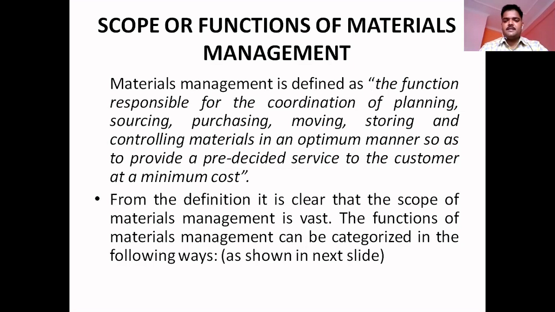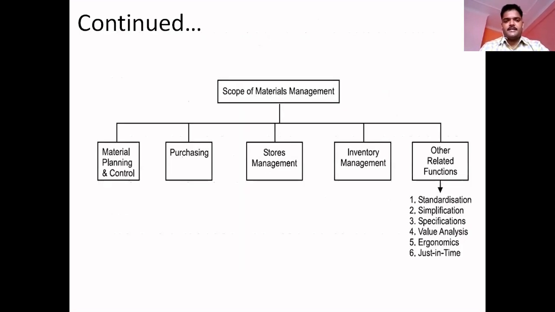The functions of material management can be categorized in the following ways. We'll show in the next slide. As you can see, here is the scope of materials management. The first is material planning and control, also known as material requirement planning. Whatever quantity of materials is required will be planned in a very effective and efficient manner.